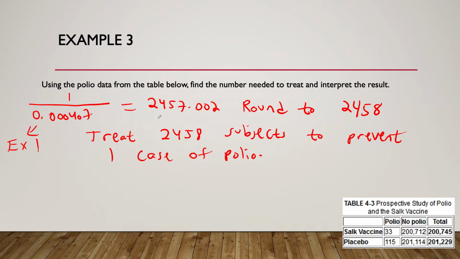So for example, using the polio data from the table below, we want to find the number needed to treat and interpret the result. From example 1, we found the absolute risk reduction to be 0.000407. So 1 divided by 0.000407 is 2,457.002, which we would then round up to 2,458. So you need to treat 2,458 subjects to prevent one case of polio with this Salk vaccine.